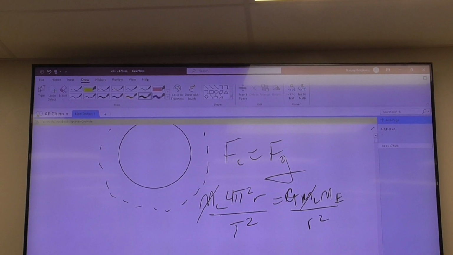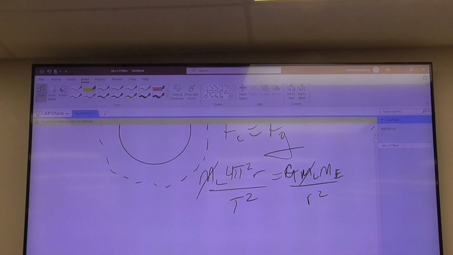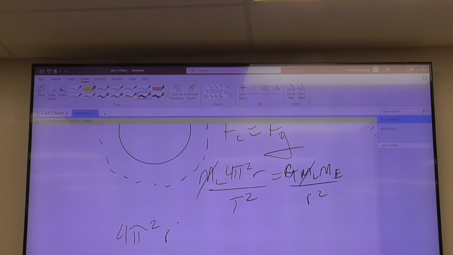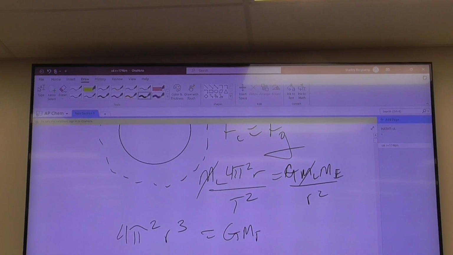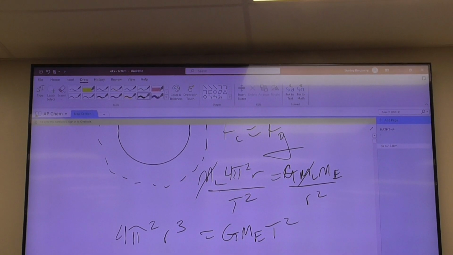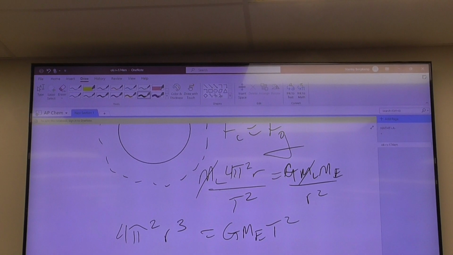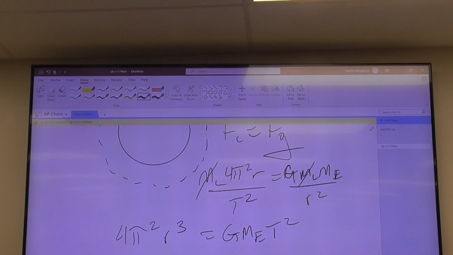Okay? So Luke's gone. Now, this becomes the pirate's favorite equation because we're going to cross multiply. So I'm going to get 4 pi squared r cubed. Okay? This is a pirate's favorite equation right here because you have r cubed. And that's going to equal big G mass of the Earth t squared. Now, one thing I want you to keep track of. We're working this with Earth at the center of the orbit. It doesn't have to be Earth. It could be the sun, it could be the moon, it could be Jupiter. Okay? It's just whatever's at the center of the orbit.